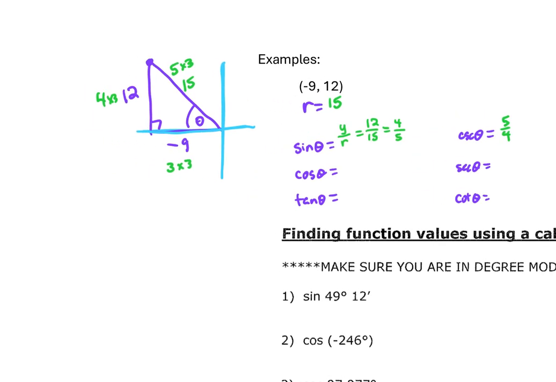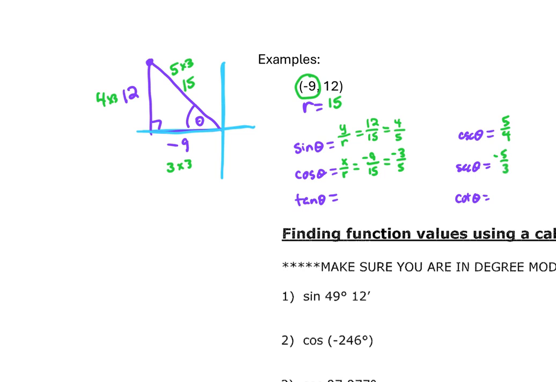For cosine, we're going to memorize that it's x over r, and if you look at what the x coordinate is, it's -9 over r, which is 15, and we can simplify that because we have that common factor, so we get -3 over 5. Now notice that's a negative sign now that we have to include. Our secant, we're just going to flip that answer, so we get -5 over 3.